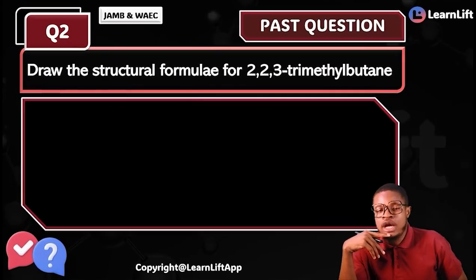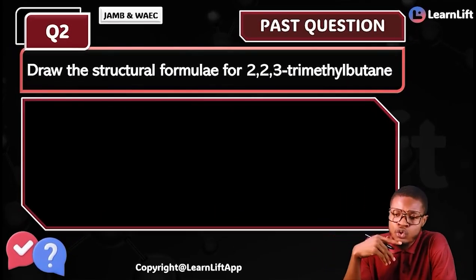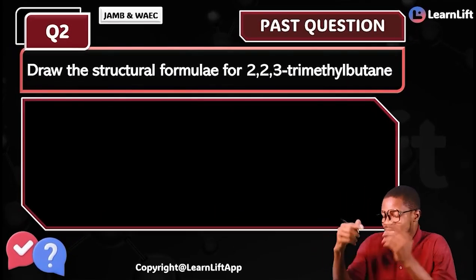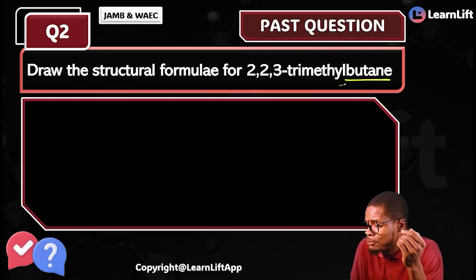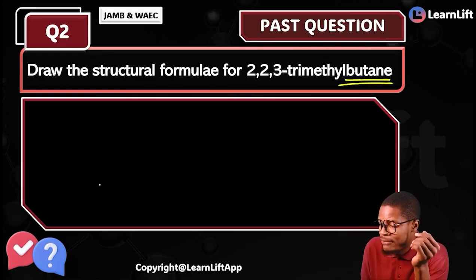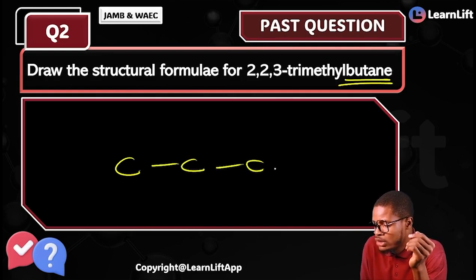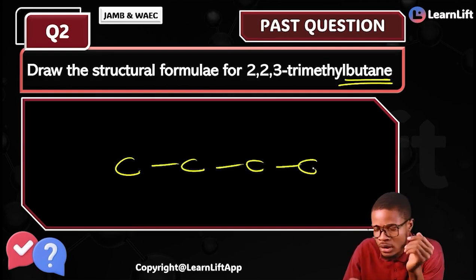Now look at this very fast. Draw the structure for 2,2,3-trimethylbutane. How do we draw it? The parent name is butane. If you have to draw, write the parent name first. C, C, C, C. Parent butane.